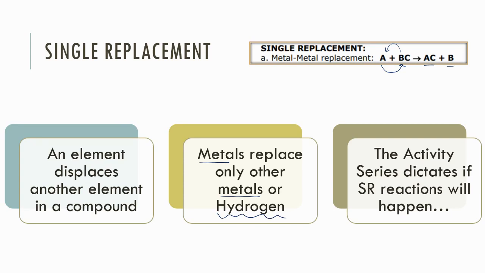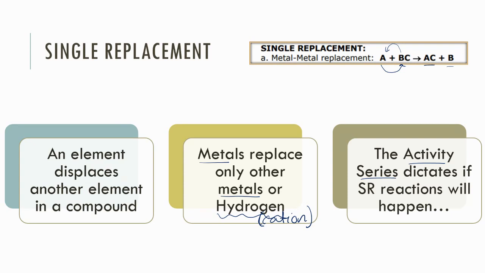Hydrogen, when it is a cation, specifically, is something a metal can replace. So metals only replace other metals or hydrogen. There is something called the activity series that will tell us whether or not single replacement reactions will happen. So not all metals have the ability to kick out metals from compounds.